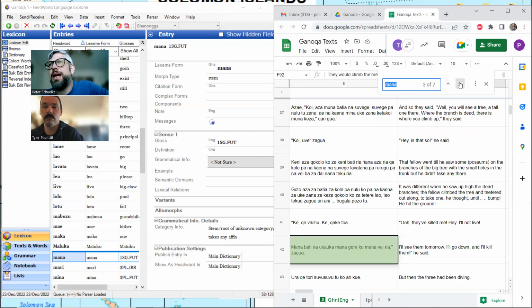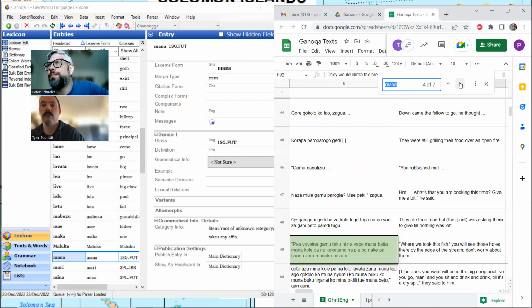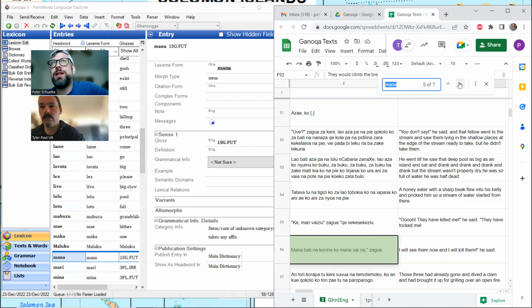Come tomorrow and I'll kill him. Yeah, there's first person where he took the fish. You'll see those holes there by the edge of the stream. Don't worry about them. I don't know what the mana is doing there. Mana could have two meanings. All the rest of them, though, are undoubtedly.